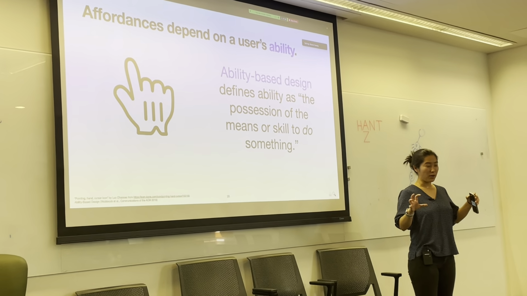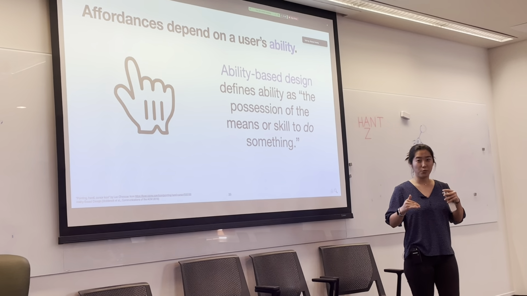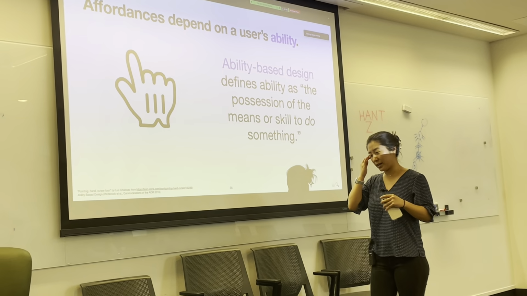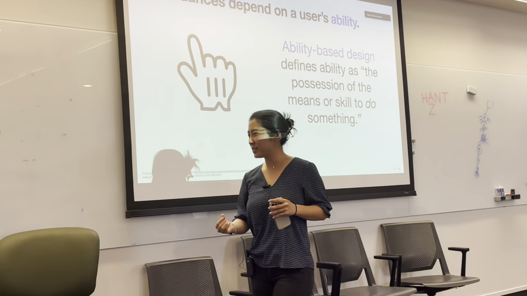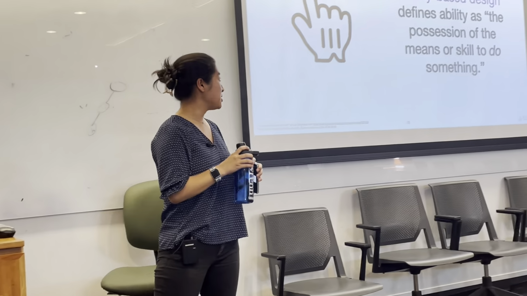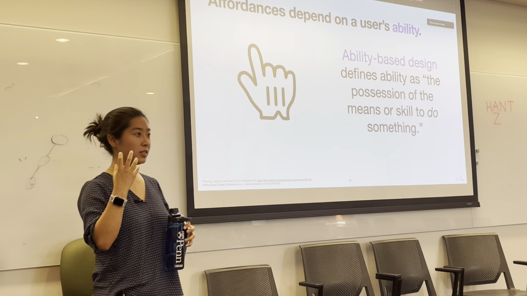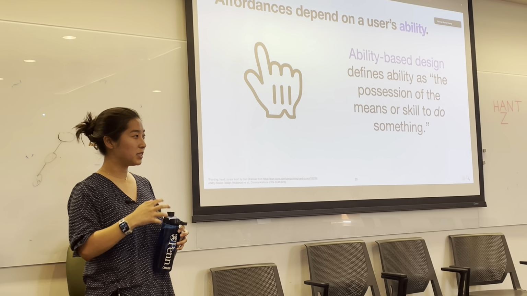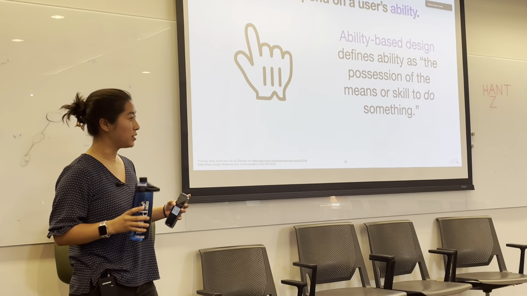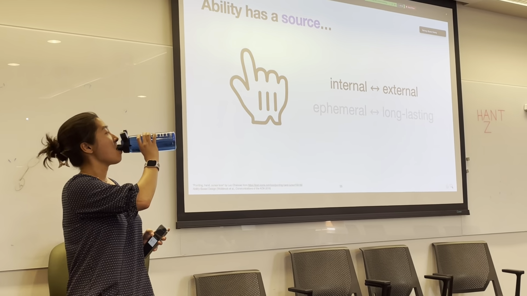So then affordances are all about what you can do with something, and that depends a lot on what you can do. And according to this ability-based design framework that I really like to think about, ability is the possession of the means or skill to do something. So it's very positive. You can't exactly have a disability, you just have more and more abilities to do things. I think it's really interesting to think about this when we're designing interfaces for many people.